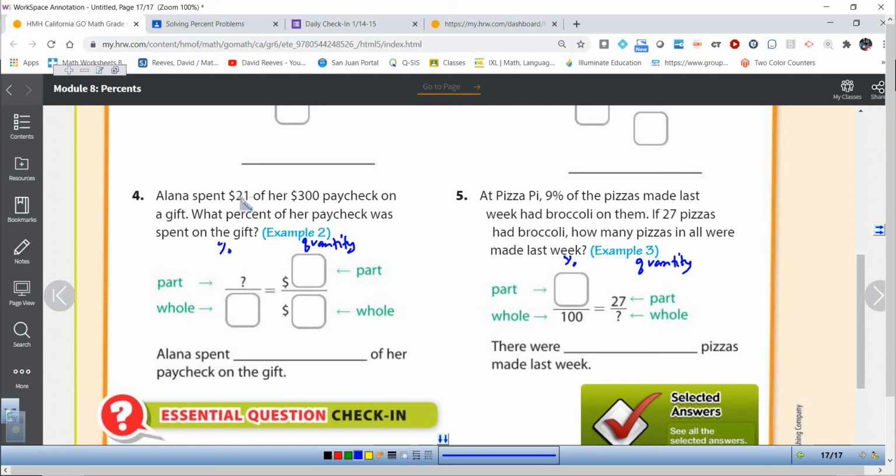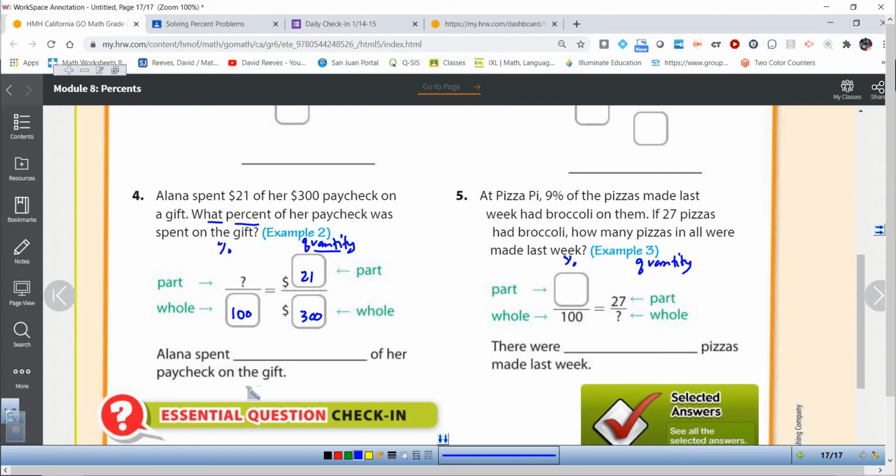All right, she spent $21 of her $300 on a gift. What percent of her paycheck was spent on the gift? So notice, what percent. We don't know that percent, right? But we do know the denominator for percent is always 100. Now, 21 was the part of the 300, right? So we have the quantity part, which in this case is money, 21 over 300.